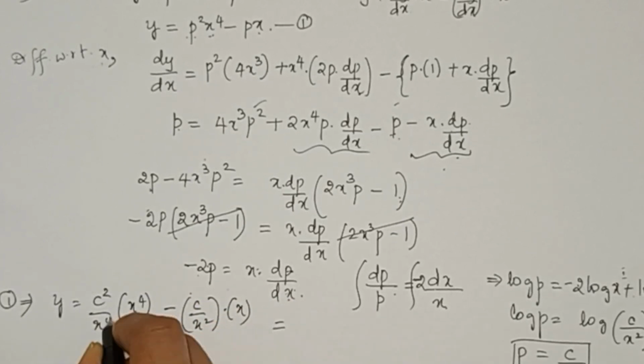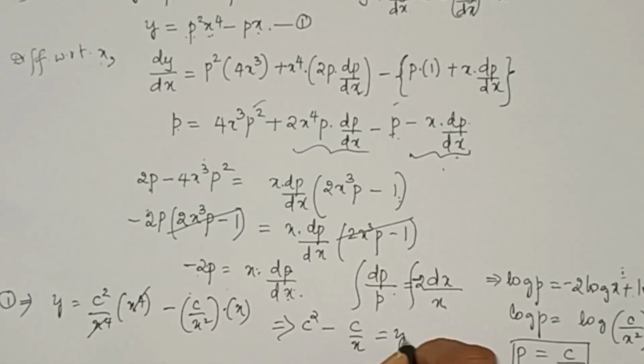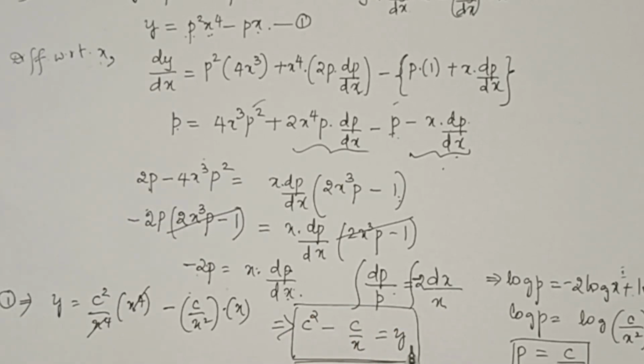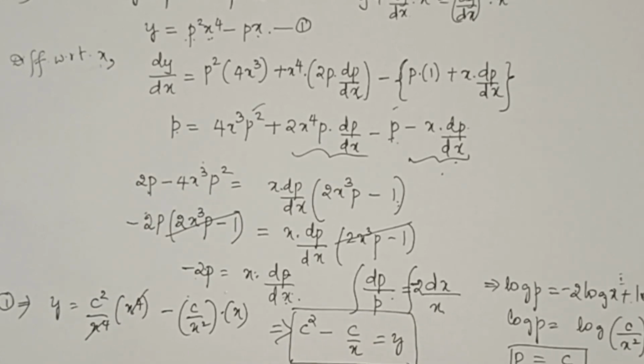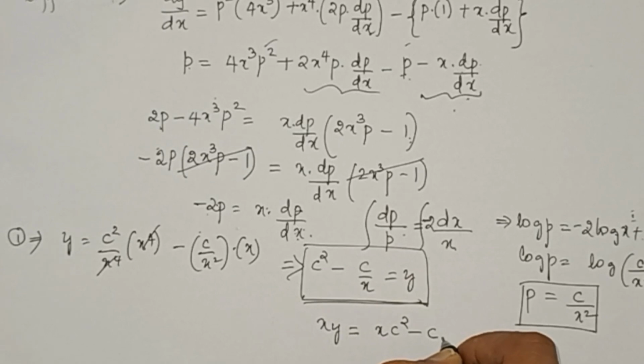So this is equal to x power 4 cancels. c square minus c by x. So is equal to y. So y equal to c square minus c by x, or else you can take LCM and write it in the simplified form xy equal to xc square minus c.